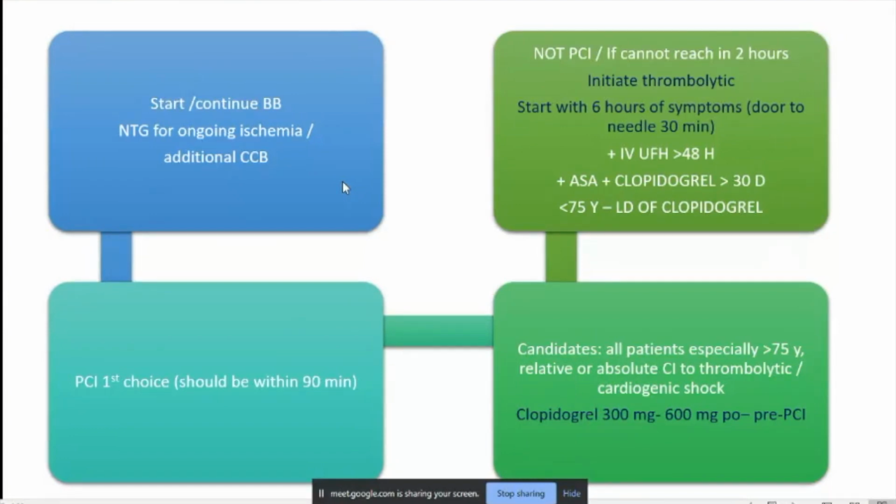So that means we start the patient on thrombolytic, and the thrombolytic has to be started within 6 hours of symptoms, and the door to needle time is 30 minutes. Then we add the IV unfractionated heparin, we use the aspirin, we use the clopidogrel, we use the loading dose of clopidogrel if the patient is less than 75 years of age. Why not in more than 75? Because more than 75, like we said, the risk of bleeding. So we don't want to give a loading dose of clopidogrel in patients above 75. So we usually give only in patients below 75. Okay. So are we clear so far?